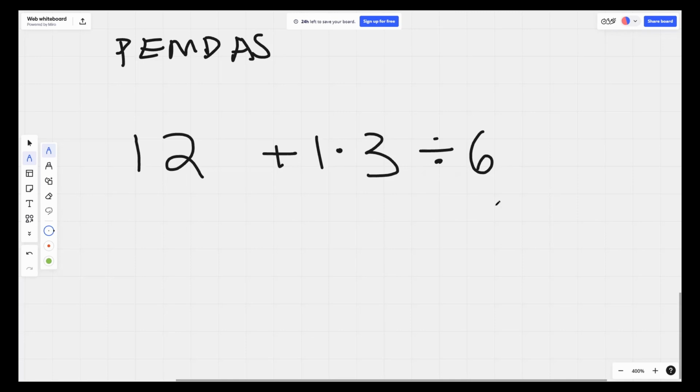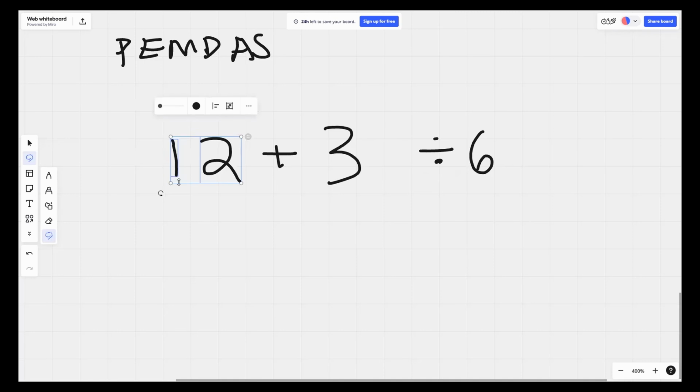Yeah, I see a lot of multiplications, and that is correct. So the first thing I would do is multiplication because multiplication comes before addition and division. So when I do multiplication, I will do 1 times 3, and that is 3. So I'm going to go ahead and replace this with a 3. So now I have this expression left. I have 12 plus 3 divided by 6. Now, which operation comes first in 12 plus 3 divided by 6?